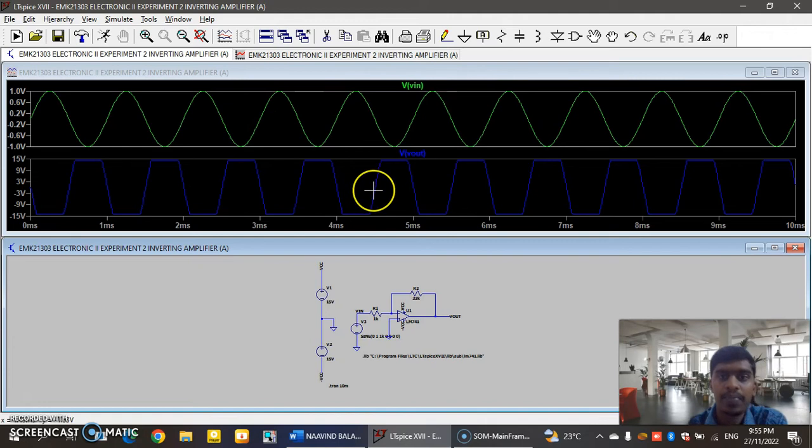Because of the inverting amplifier, because the supply is in the negative connections. So if this one is on the top, then this one should start from the bottom. This one is for the experiment on the inverting amplifier.